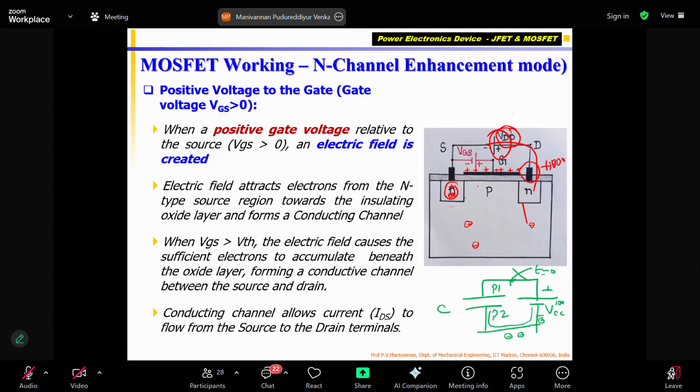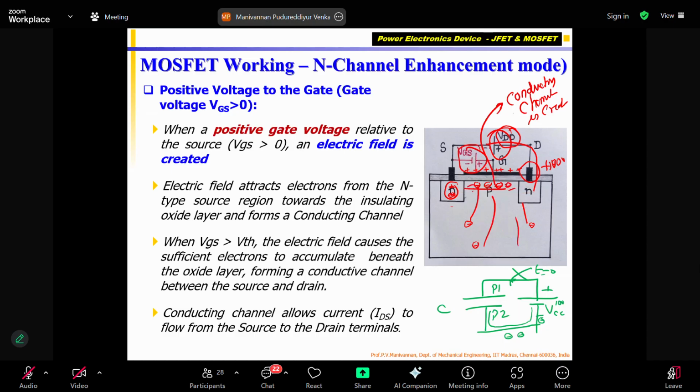As I told you, the electrons come and form the layer. So a conducting channel is created by the supply voltage, this control gate voltage. If gate voltage is 0, no conducting layer, so the current cannot flow.